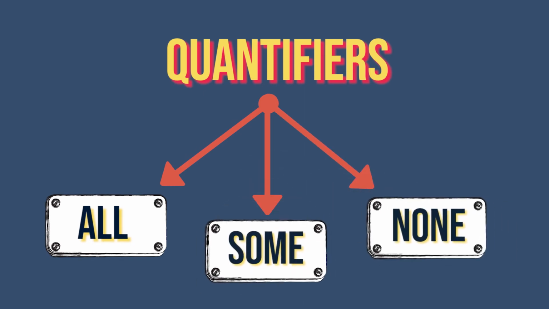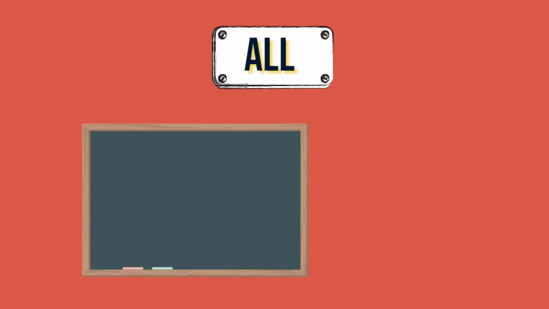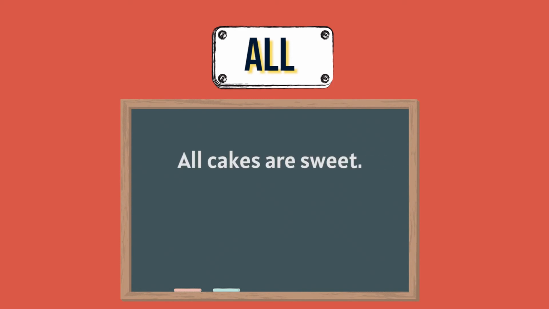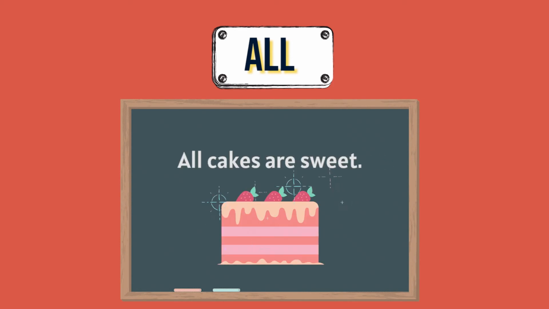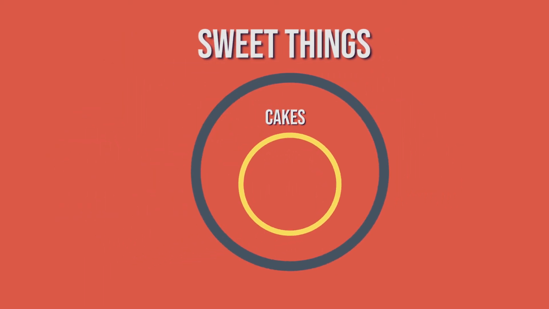Quantifiers. In the Euler diagram, we have the quantifiers all, some, and none. The first one is the all quantifier. Consider the statement, all cakes are sweet. There are two sets in this statement. First, the set of cakes, and second, the set of sweet things. So let's represent them by circles. Since all cakes are sweet, this automatically puts the set of cakes inside the set of sweet things.